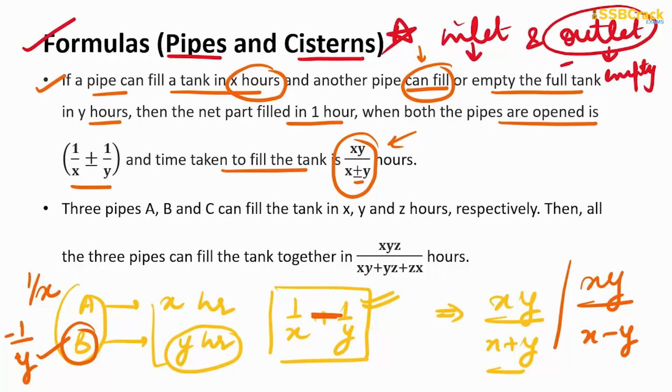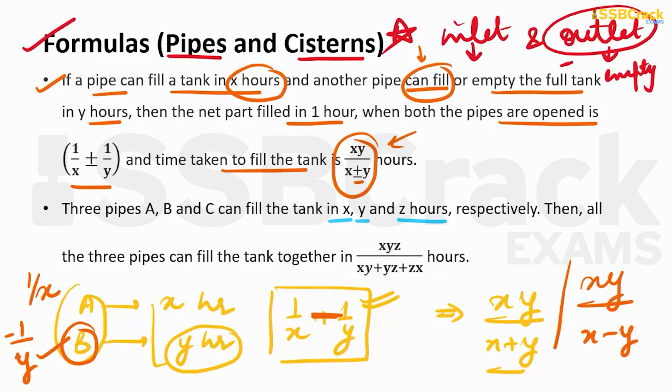Okay. Now similarly we can extend this formula up to 3 pipes, right? So for 3 pipes, when you are given 3 pipes and they can fill the tank in x, y and z hours respectively, right?